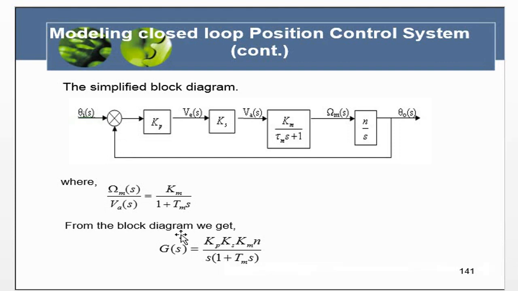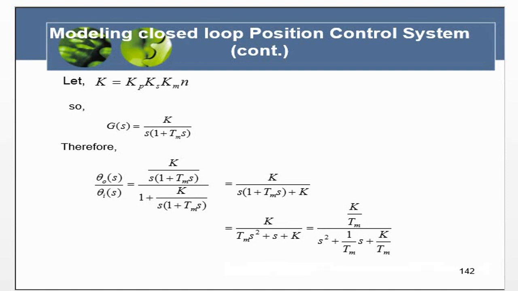Okay, from the block diagram we get that G(s), from this, G(s) equals theta_O(s) per theta_I(s), that is equal to K_P K_s K_m N per s(1 plus tau_M s). That is the formula. Let K be equal to K_P K_s K_m N, and then we get G(s) equal to K per s(1 plus tau_M s).